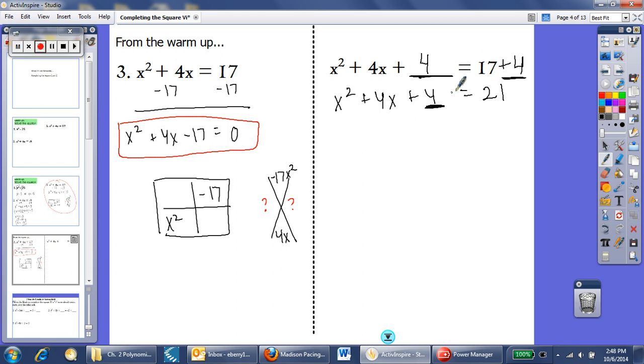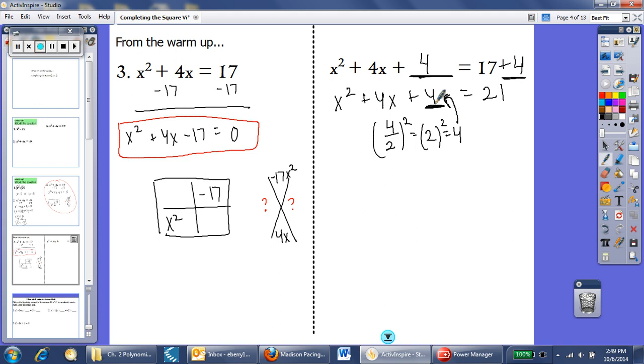The c term here, in order to get this, I take half of the middle term and then I square it. For example, the middle term is 4, so 4 divided by 2 squared. So that ends up being 4 divided by 2 is 2, 2 squared is 4. This is where the c term comes from. Take the middle term, divide it by 2, and square it.